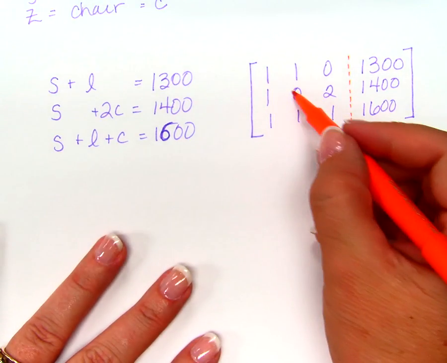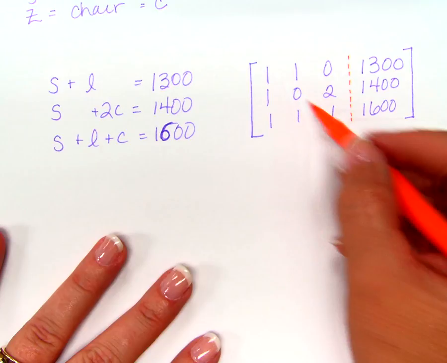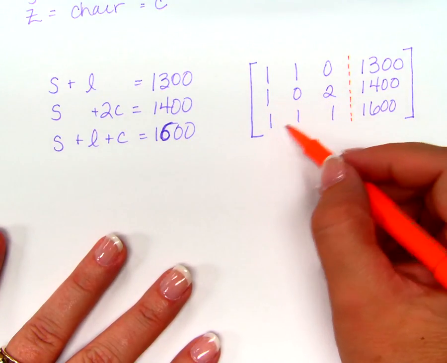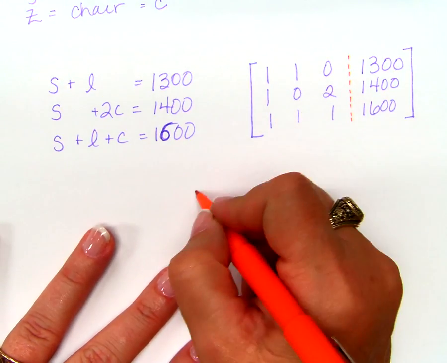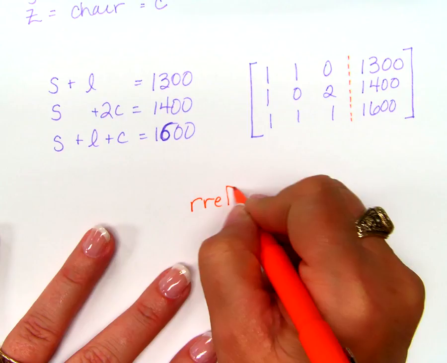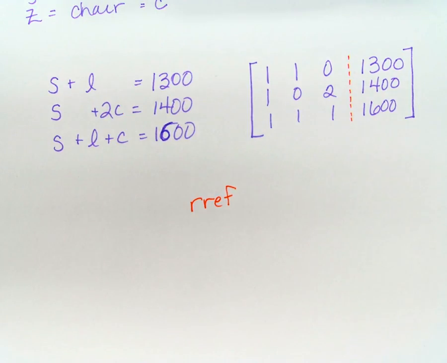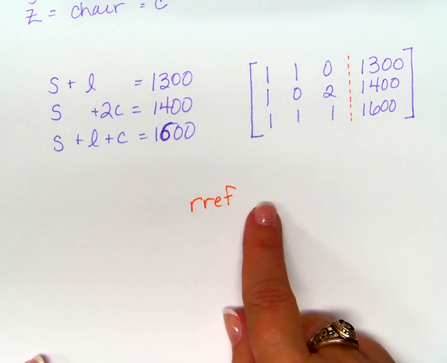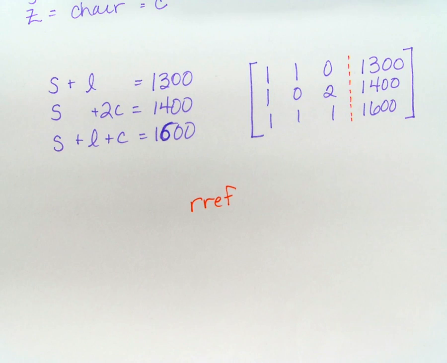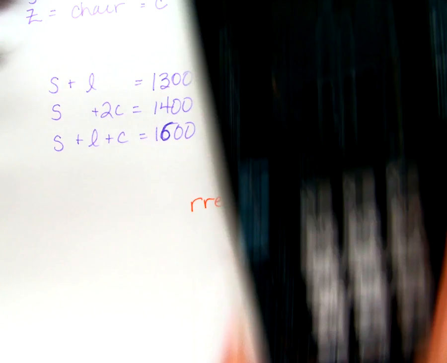We need to get it where all these diagonals are 1. Are they all 1? And are all these right here all zeros? No. So we're going to use RREF. What does that stand for? Reduced row echelon form, right? Reduced row echelon form. We're going to use that action on our calculator to solve this matrix. Okay?